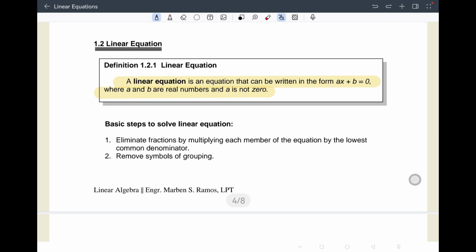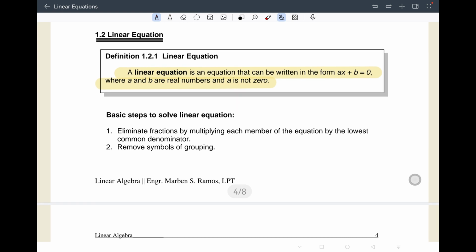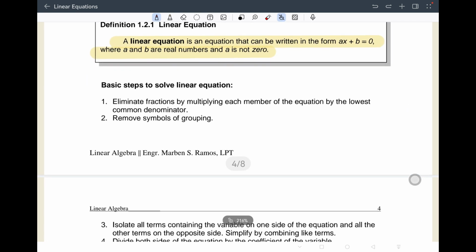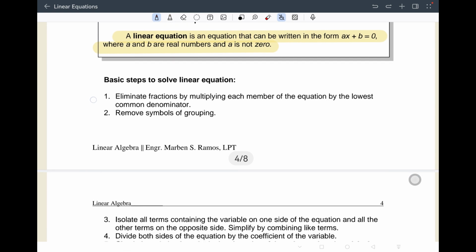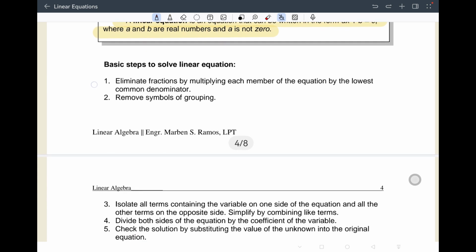Ibig sabihin, either a positive or a negative number or integers. So, these are the basic steps to solve linear equation. Step number 1, if there are fractions, kung may mga fraction ng equation, first we need to eliminate them. We need to eliminate fractions by multiplying each member of the equation by the lowest common denominator. Second, we remove symbols of grouping.